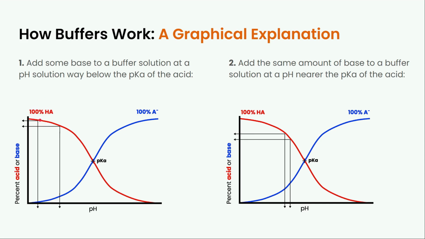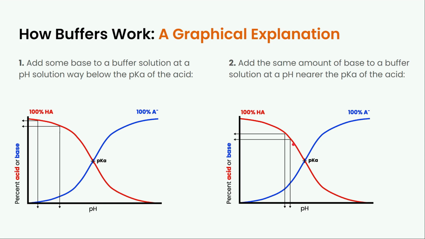So here we're at about 95% acid, 5% conjugate base. We add an arbitrary amount of base and we get a large pH swing. Now here we're adding some base at the point where we're at perhaps 75% buffer acid and 25% conjugate base, and our pH change is smaller.